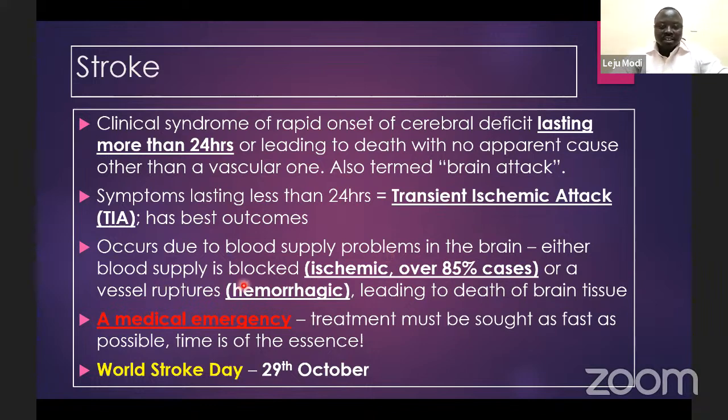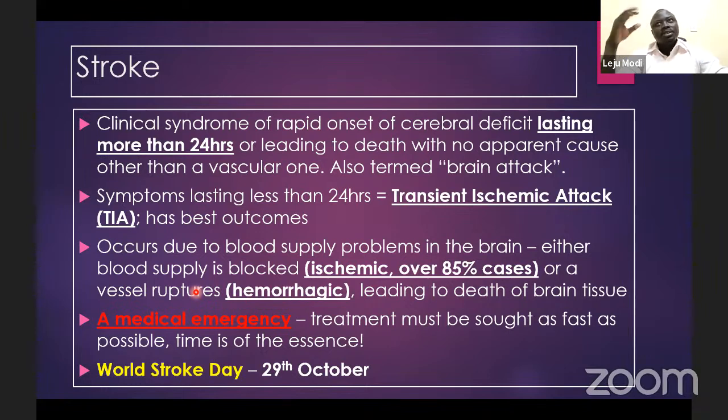The second problem with the blood supply is bursting of the blood vessels, or we call it vessel rupture. And if that happens, that means bleeding will now happen into the brain tissue. And that we call hemorrhagic stroke, which is about 15% of the cases of stroke. So it is hemorrhagic. And again, as the bleeding occurs, that means blood is no longer being supplied to reach every little cell of the brain tissue, and those cells will also die off.